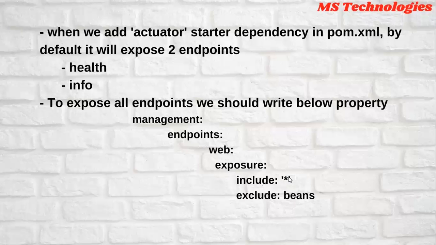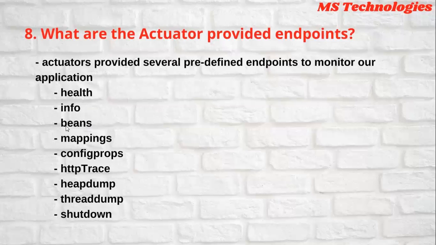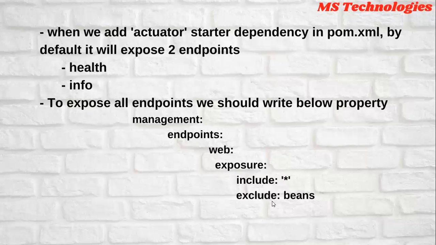In that, suppose there is one endpoint I don't want. Then what will you do? See here, exclude beans. This means I don't want the beans endpoint. Beans is one endpoint. First, by using star, you are exposing all the endpoints. From all these endpoints, I don't want beans. Then at the end, take exclude beans. It will exclude that beans endpoint. Apart from the beans endpoint, all the remaining ones are exposed here.